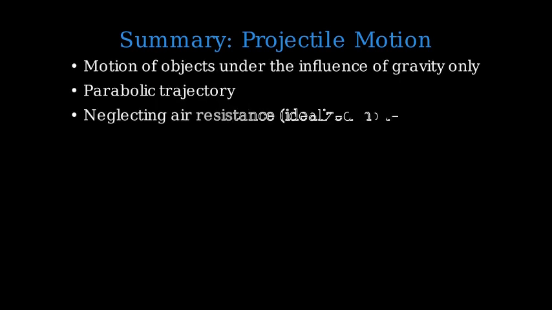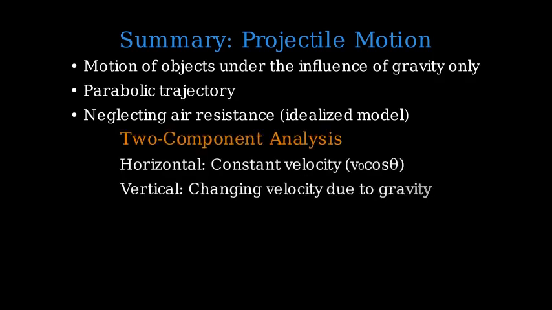Let's summarize what we've learned about projectile motion. Projectile motion describes the curved path of an object that is subject only to the acceleration of gravity plus an initial velocity. The key to understanding projectile motion is separating it into horizontal and vertical components. The horizontal velocity remains constant, while the vertical velocity changes due to gravity.